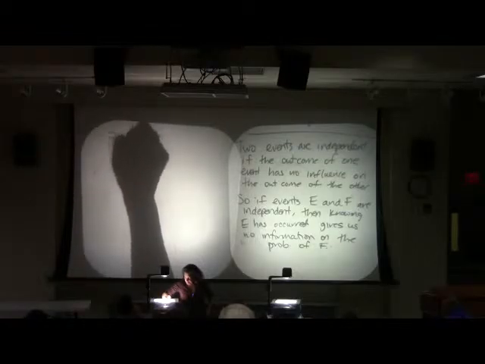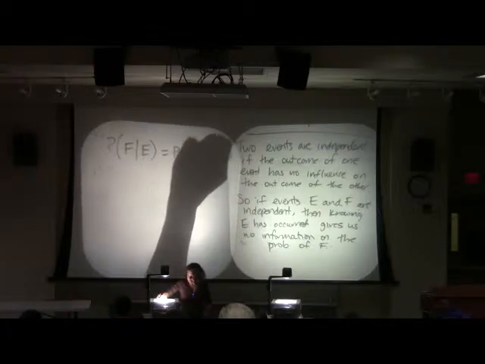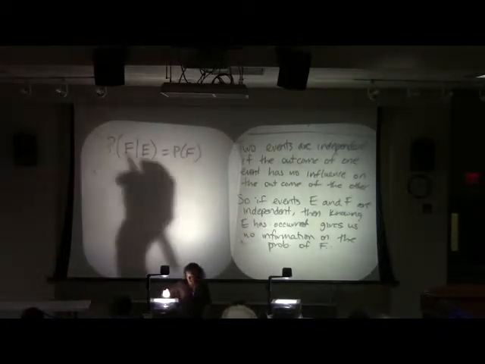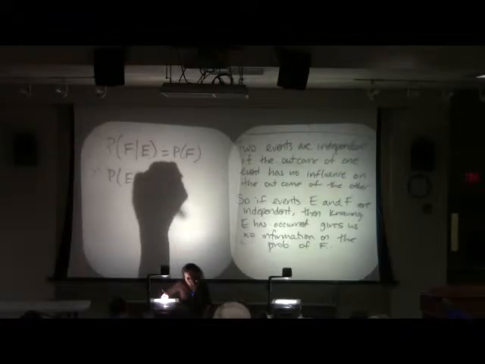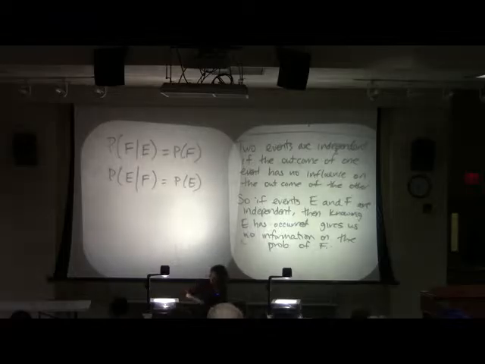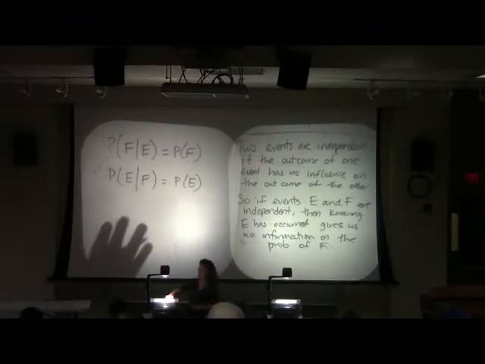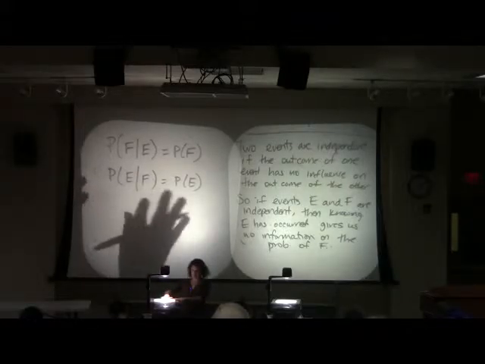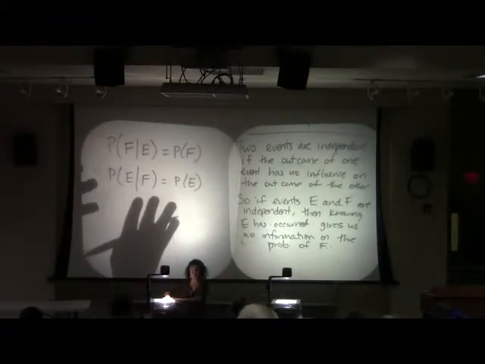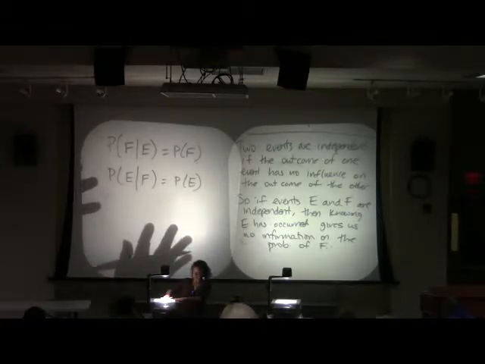Now, using the notation for conditional probability, doesn't that mean that the probability of F, given that E happened, is just the probability of F? Or similarly, the probability of E, given that F happened, is simply equal to the probability of E. This is using the notation for conditional probability, and I'm only showing this to you right now because I'm about to get to a formula where I need to use this.